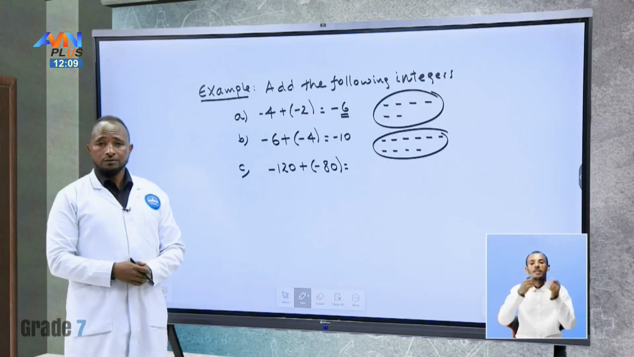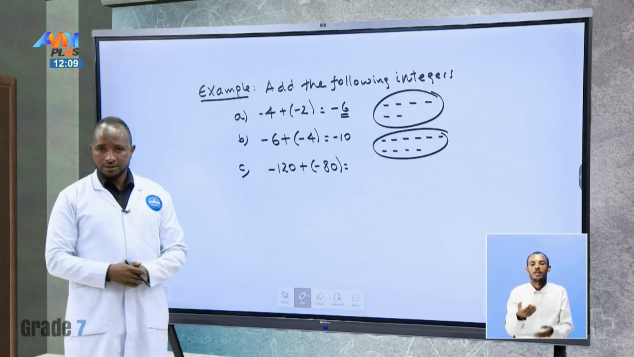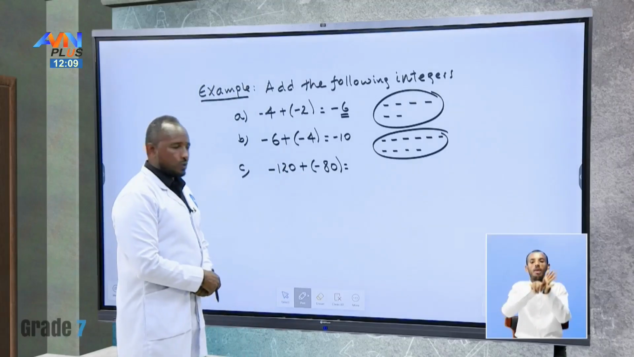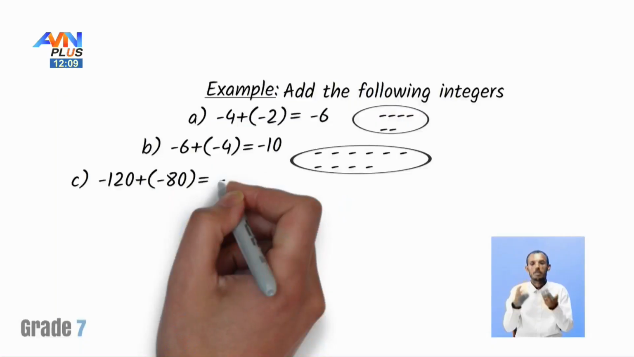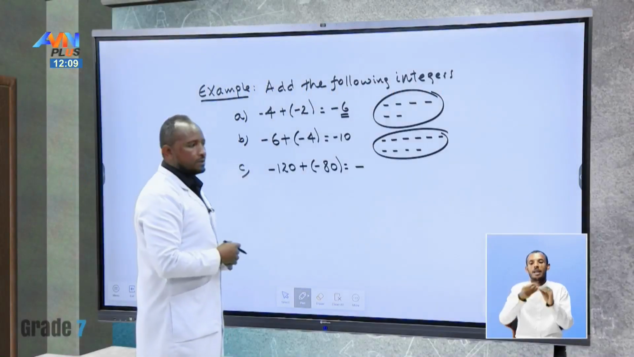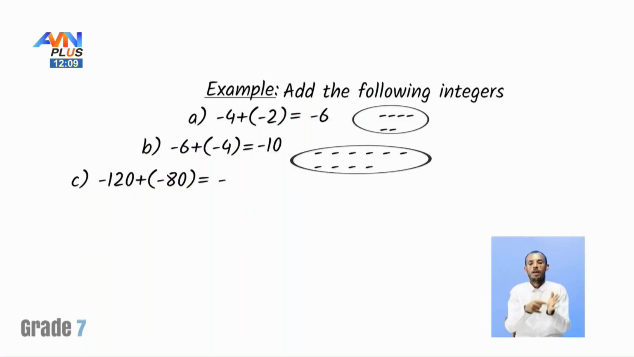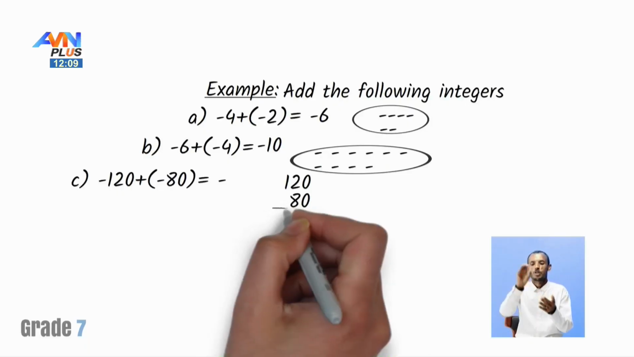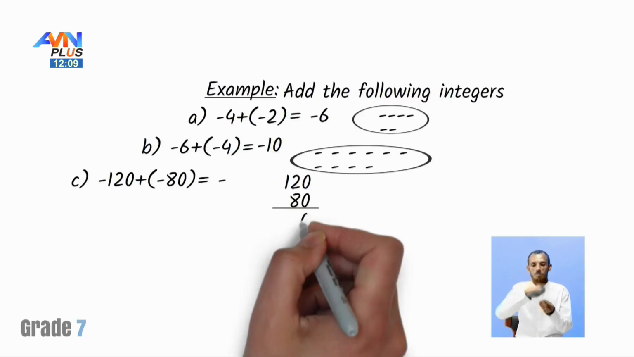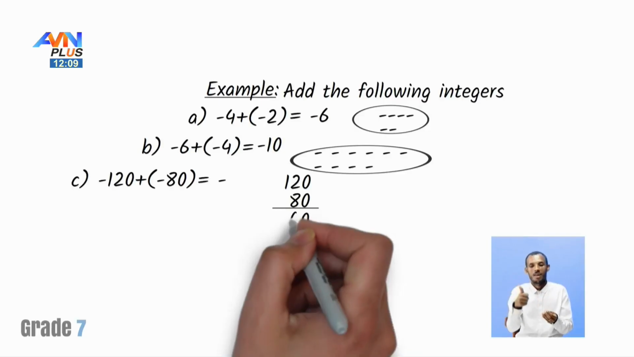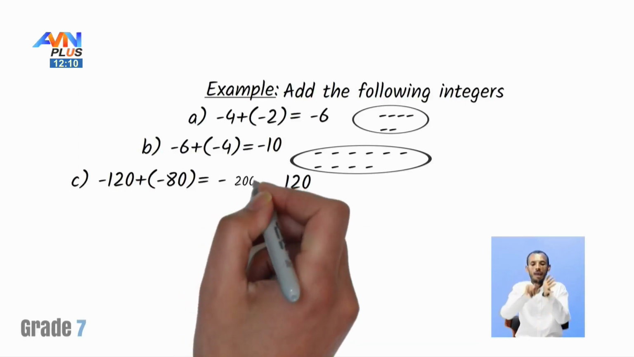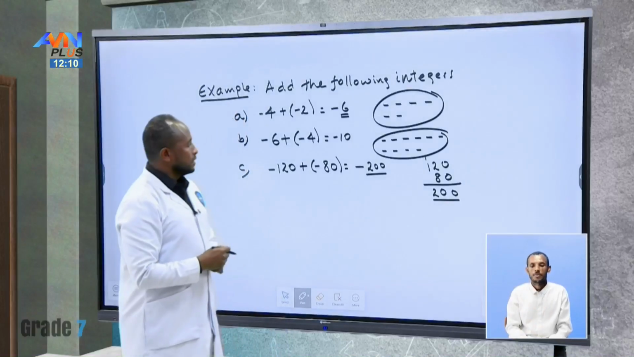Have you tried the question? Nice. Now let's see the answer. These two are negative numbers. So in this case, simply you put the negative and you add the numbers. The numbers are 120 and 80. Therefore, the sum of these two, 0 plus 0 is 0, 2 plus 8 is 10, and 1 plus 1 is 2. The answer will be negative 200. That's it. This is all.